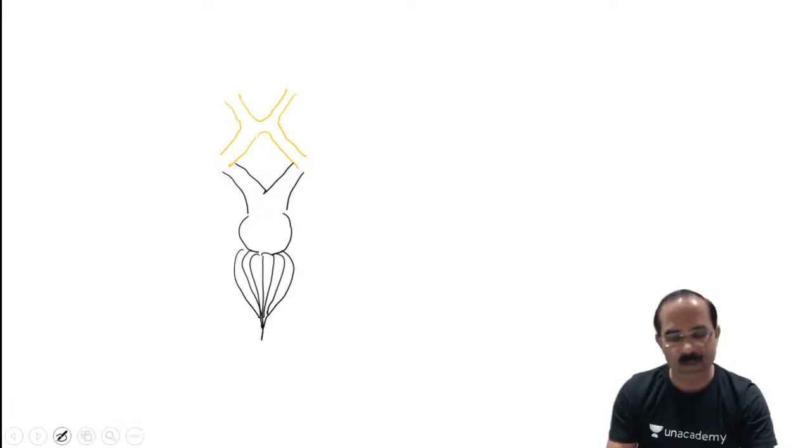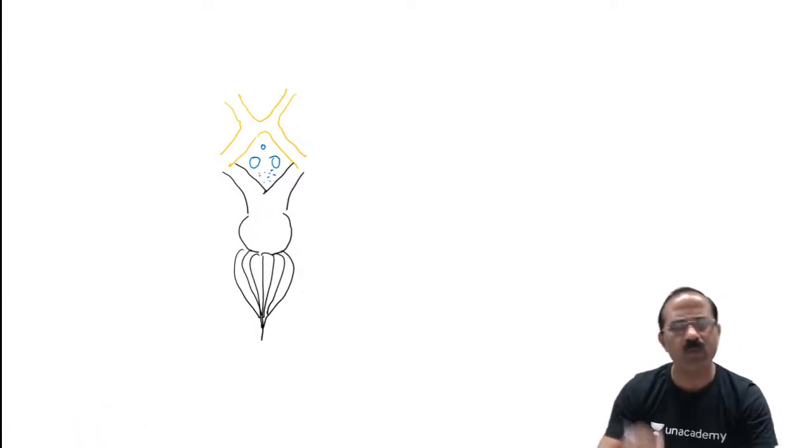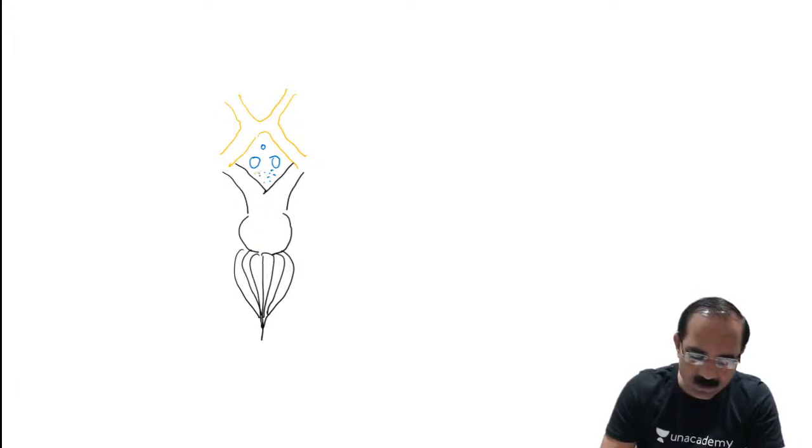The floor of the interpeduncular fossa is formed by, one is the pituitary stalk, second are the mammillary bodies, and the third one is the posterior perforated substance. Posterior perforated substance. And why is this so important? Because there's a nerve which comes to lie in the interpeduncular fossa.